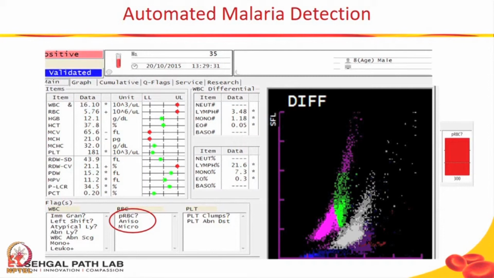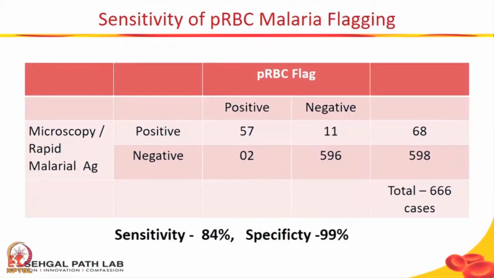Currently we do it only for one type of parasite, that is Vivax, which is more common. As we speak, I am working with the company on a project for falciparum. Three years back we evaluated this flag and found it to be 84% sensitive and 99% specific.